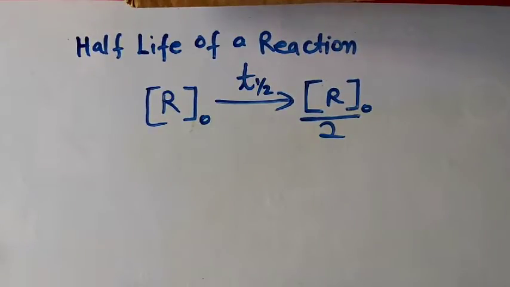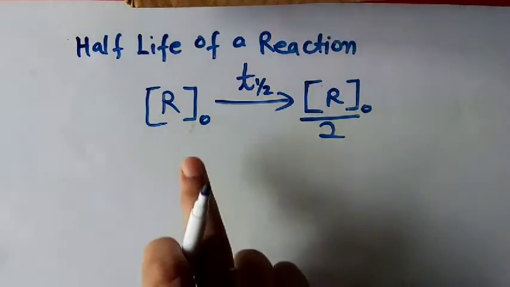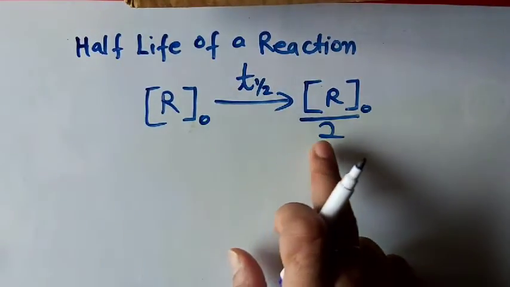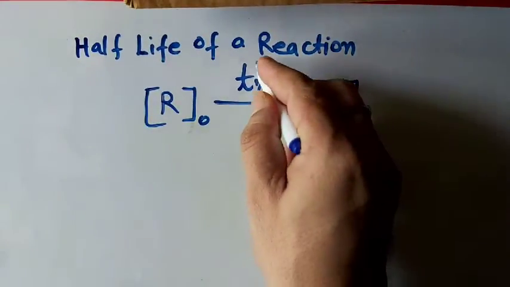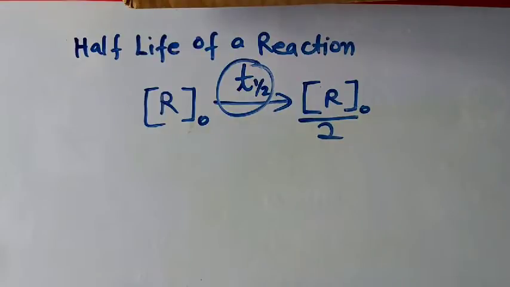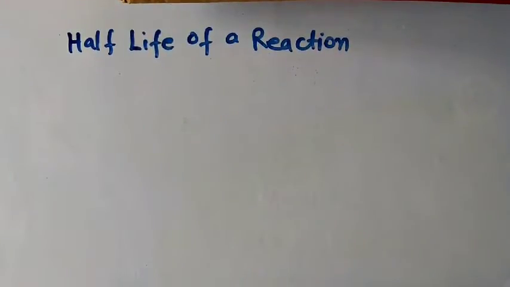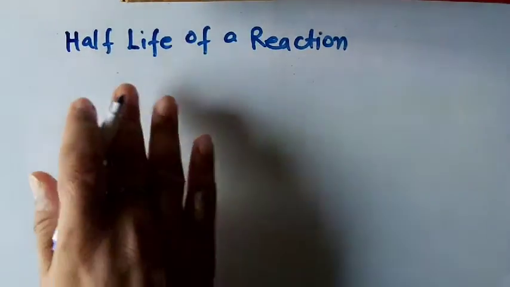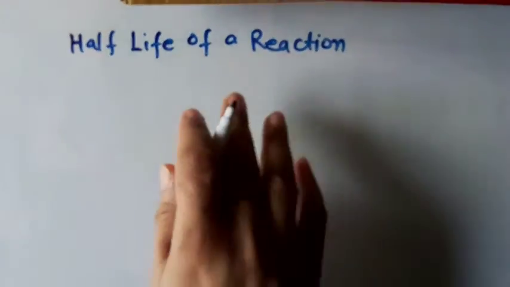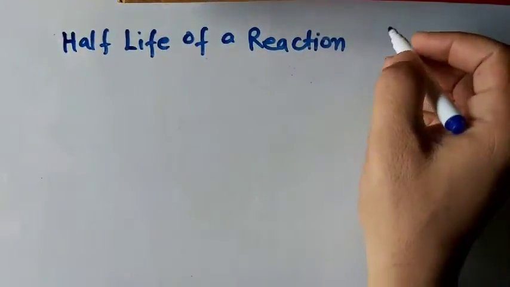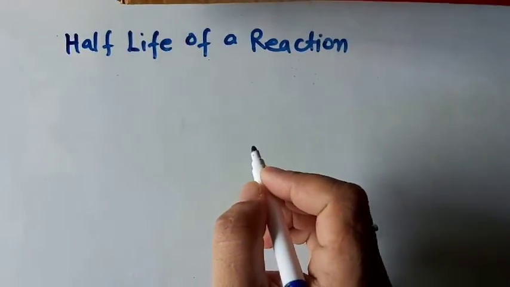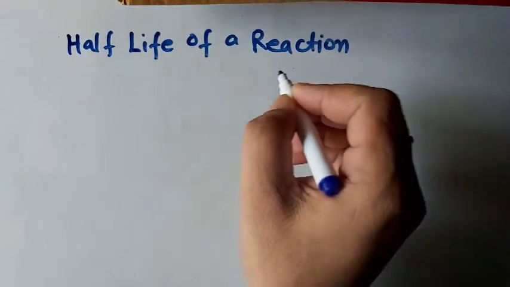half-life of a reaction: the time during which the concentration of the reactants is reduced to half of the initial concentration. It is denoted by T half. So let's see how this is going to affect a reaction. We will begin with the half-life of a reaction in case of a zero order reaction. Half-life of zero order reaction.